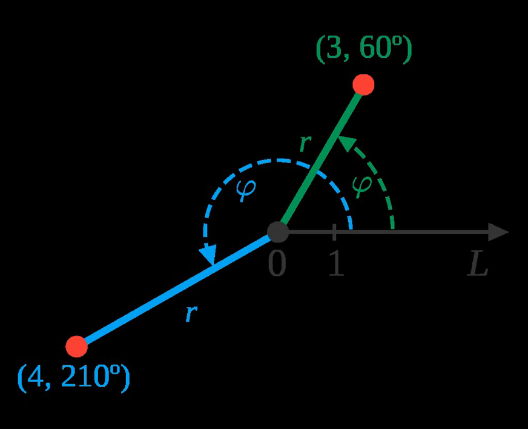Topic: polar coordinate system. The polar coordinate system is a two-dimensional coordinate system in which each point on a plane is determined by a distance from a reference point and an angle from a reference direction. The reference point, analogous to the origin of a Cartesian system, is called the pole, and the ray from the pole in the reference direction is the polar axis.